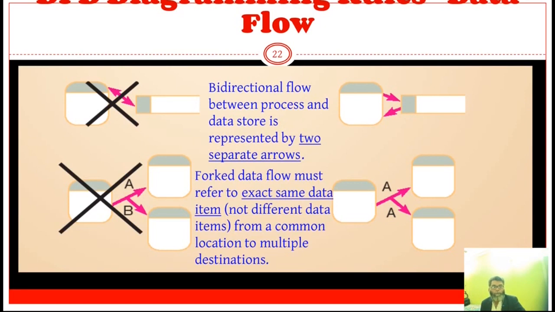The next rule: bidirectional flow between process and data store is represented by two separate arrows, not a single arrow. Forked data flow must refer to the exact same data item, not different data items. So here it has been given A and B, but that is totally wrong. It must be A. If it is labeled A, then the next one will also be A, from a common location to multiple destinations.